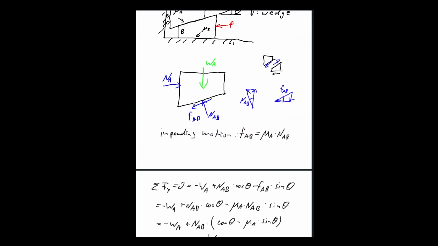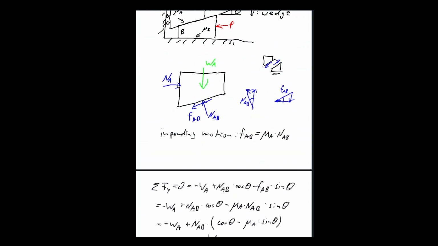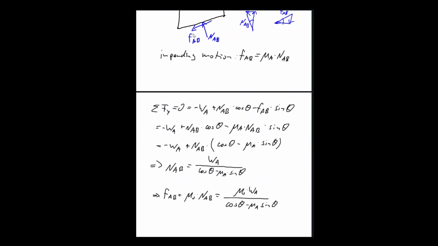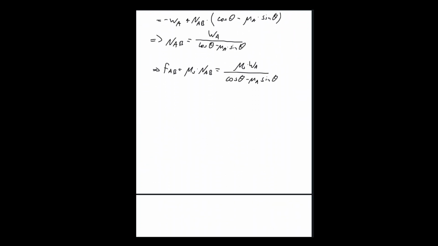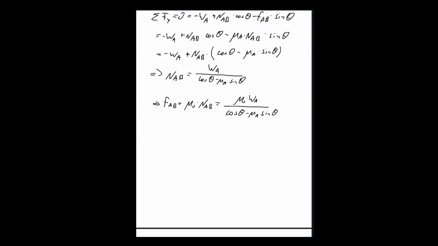That's all the information that we can get from the top block, from our weight, because again, we don't really care about NA. Right? We could do sum of forces in the x direction, and that would give us NA, but we don't really care for it. So next thing that we'll do is the free body diagram for our wedge. So let's see, our wedge would look like this. This is our wedge right here. Something like that.